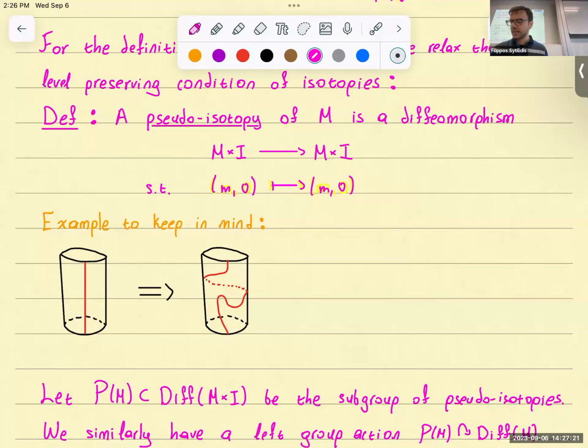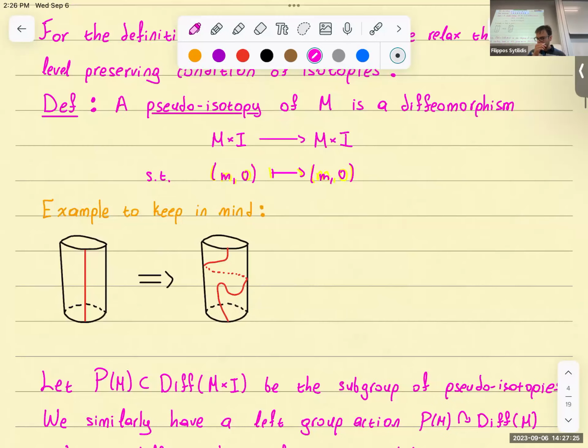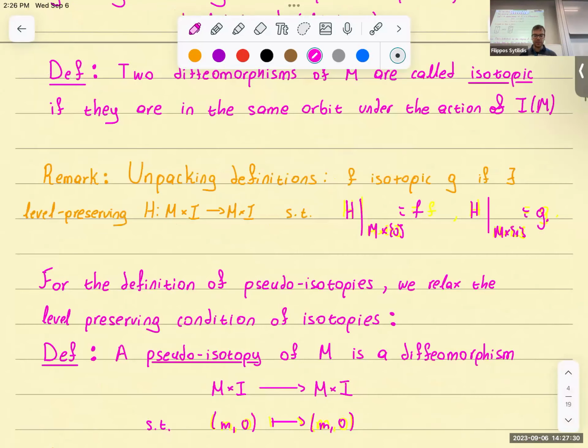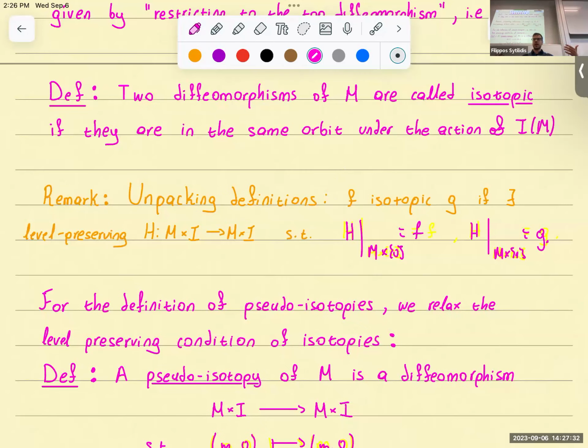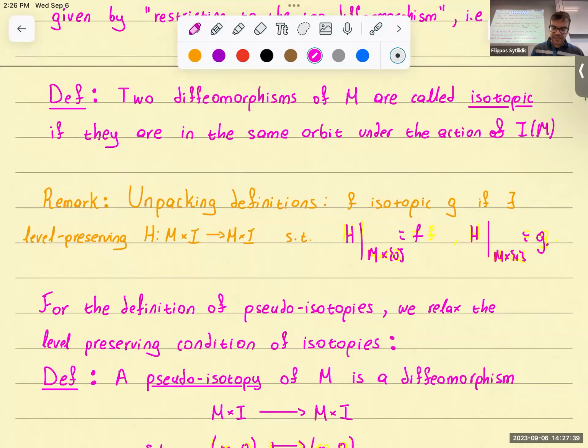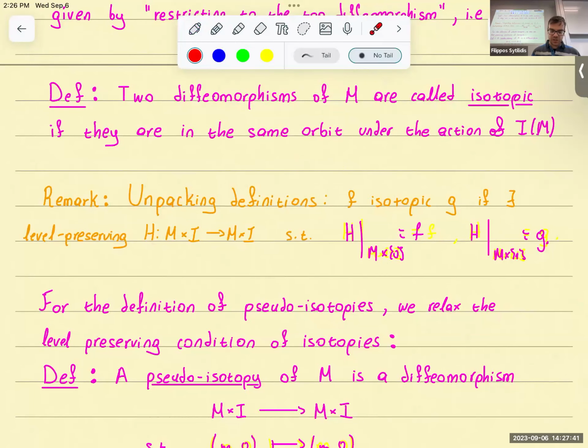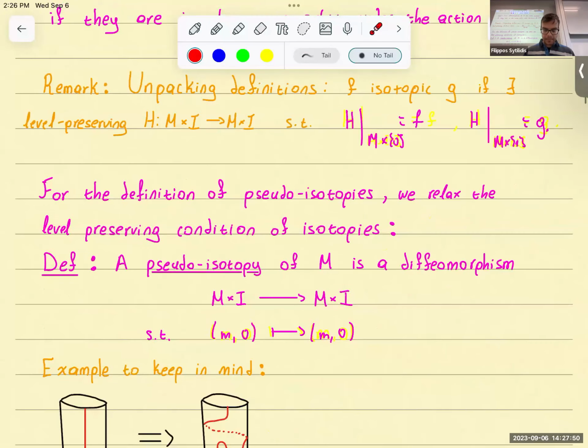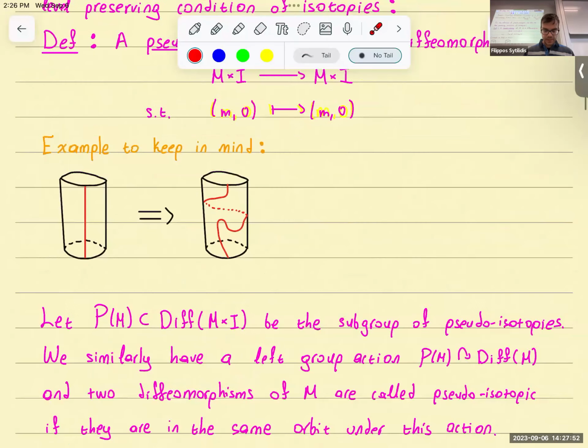Maybe I should have said we can also more directly define when two diffeomorphisms are isotopic. We can also more directly define when two diffeomorphisms are pseudo-isotopic. Again, it's exactly the same definition. It's just that this capital H is not required to be level-wise preserving anymore, just any diffeomorphism from M cross I. That's everything that happens.